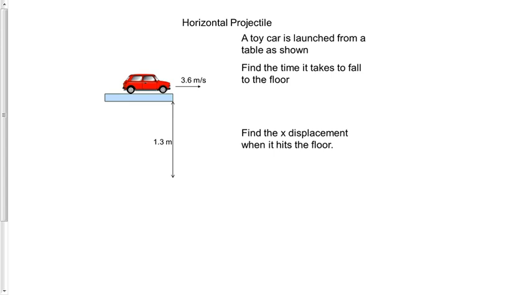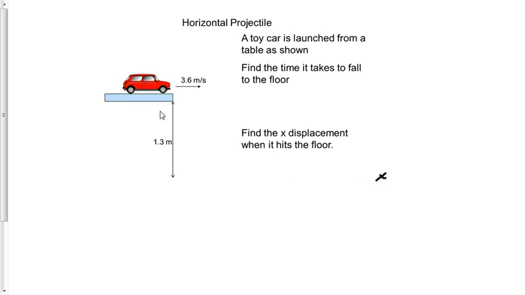In this question, we have a horizontal projectile. A toy car is launched from a table with a velocity in the x direction of 3.6 meters per second. The toy car will fall to the ground, which is 1.3 meters away. Our job in this question is to figure out how far it goes before hitting the ground. We'll label that with the letter X right here.